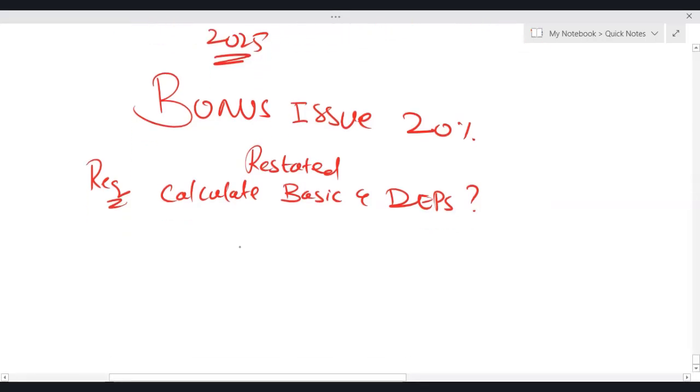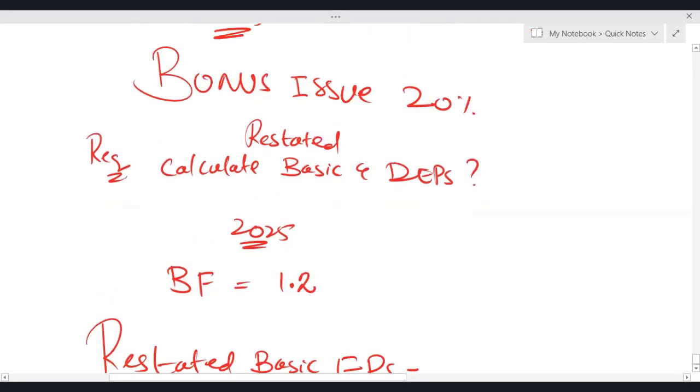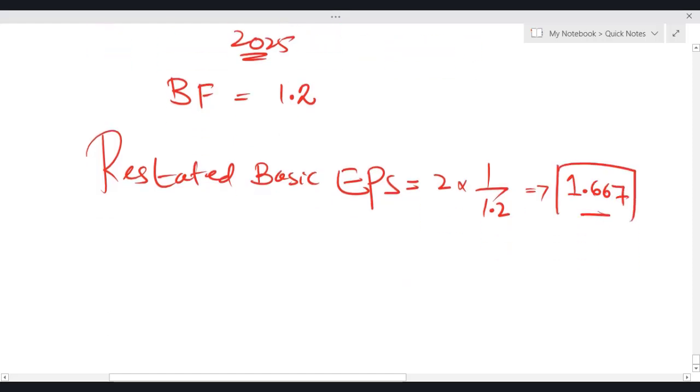How will you calculate? Look at this. 2025, your bonus fraction is 1.2. Let's calculate restated basic EPS. How do we restate? Just take the previous year basic EPS and multiply with the inverse of the bonus fraction. Basic EPS is 2, so I'm getting 1.667. No, very important point.